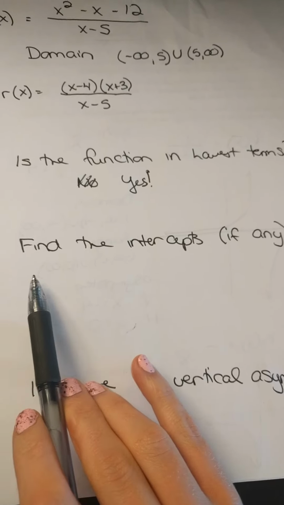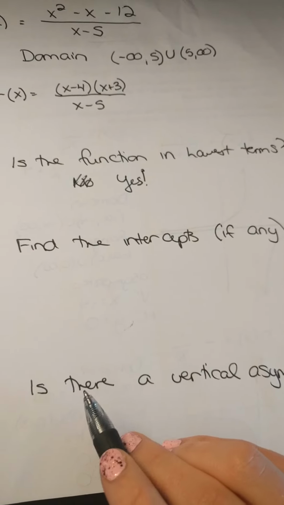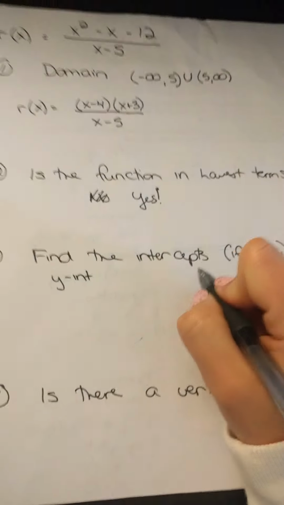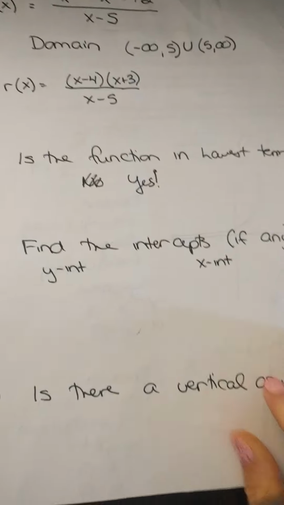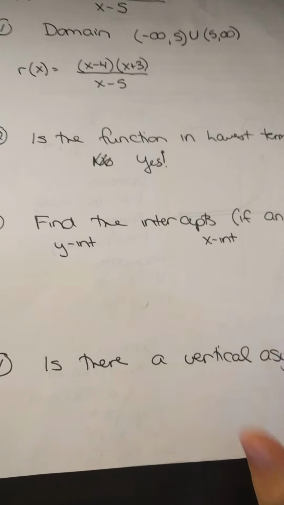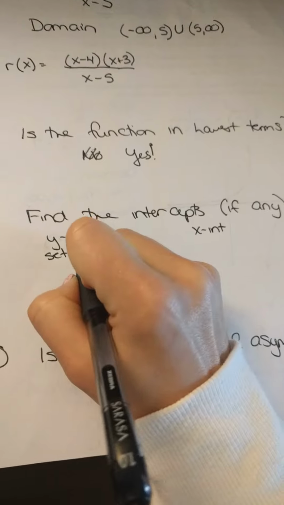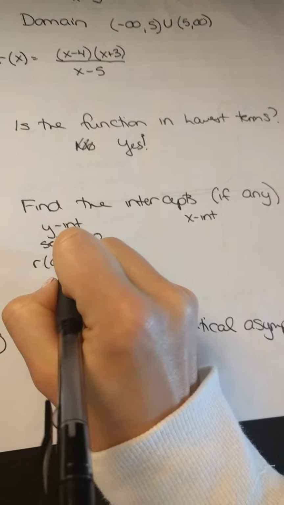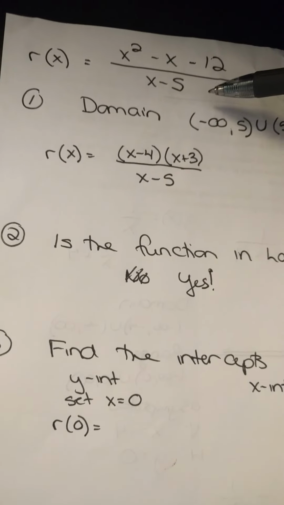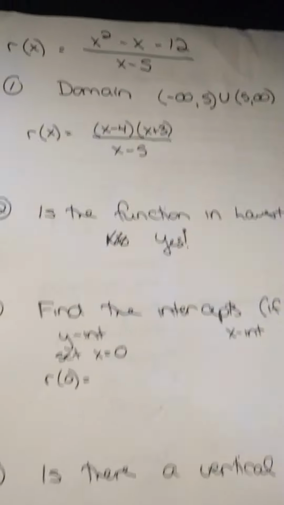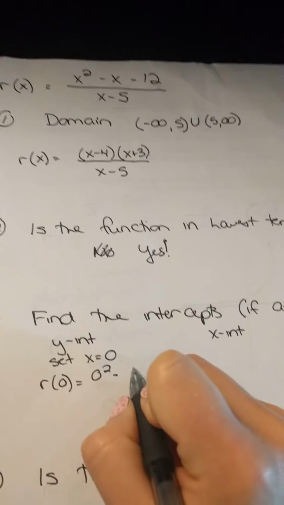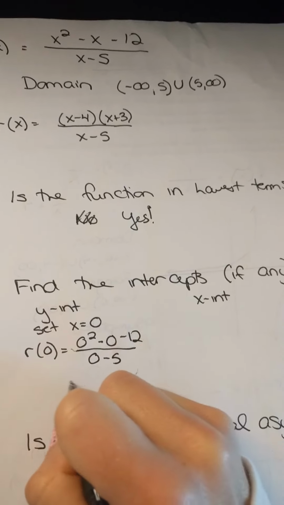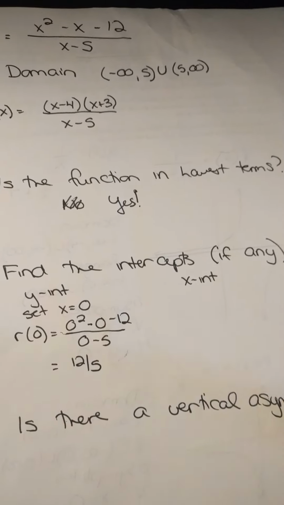Part C on the exam asks to find the intercepts, if any. Now, the intercepts, we're talking about two cases. The y-intercept as well as the x-intercepts. Those are two things I will be looking for on the exam. To find the y-intercept, you're going to set x equal to 0. So in other words, you're evaluating the original expression at x equal to 0. So this gives me 0 squared minus 0 minus 12 over 0 minus 5. So this becomes then 12 over 5.